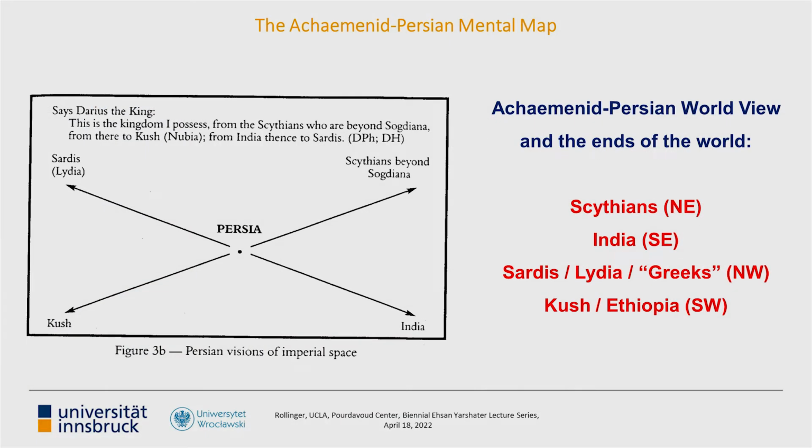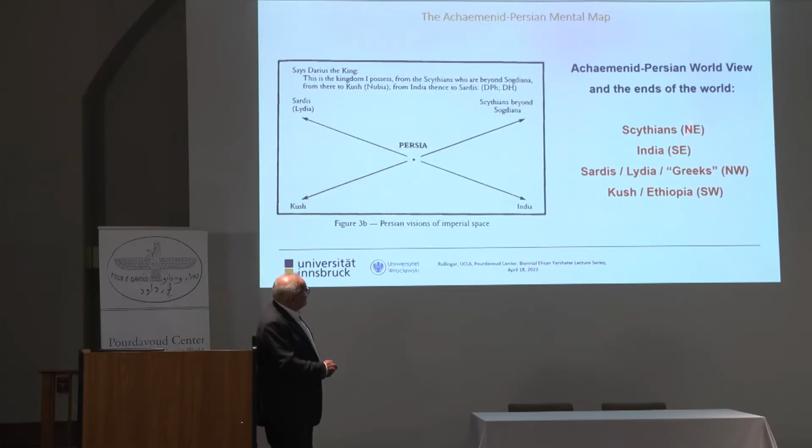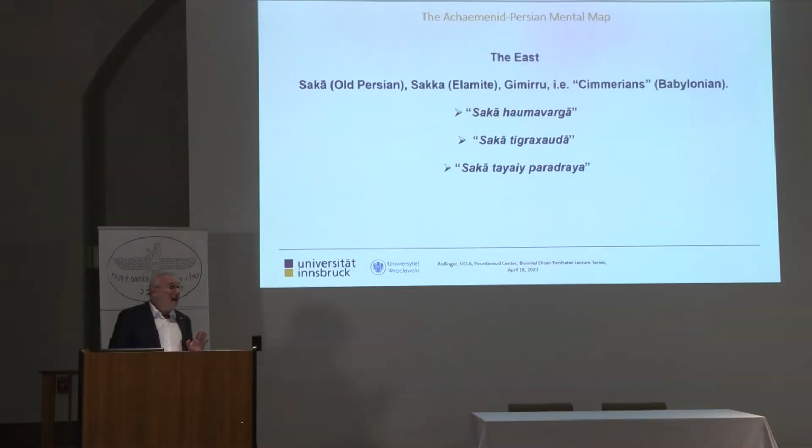And these borders of the world, as they have been introduced by the Persian Achaemenid kings, they become a specific meaning in later tradition, as I will try to show to you in my second part of my talk. So it is the Scythians in the northeast, India in the southeast, it is Sardis, Lydia, but also the Greeks in the northwest, and I would say it is a land to the south of Egypt, which in the inscriptions appears as Kush, but the Greeks would call it Ethiopia, which represents the border of the world in the south. And there is another aspect which I have to deal with, at least shortly.